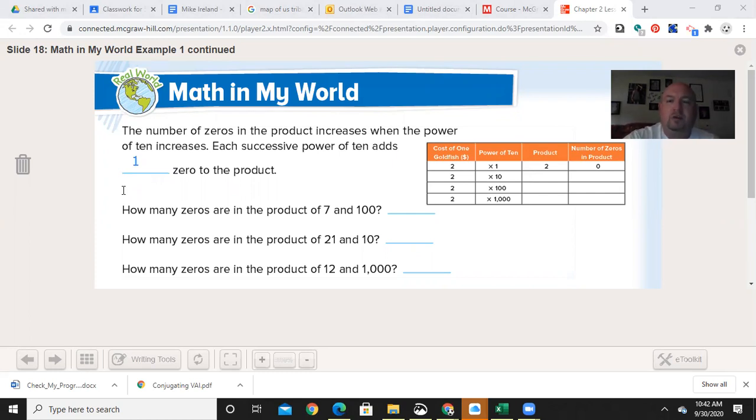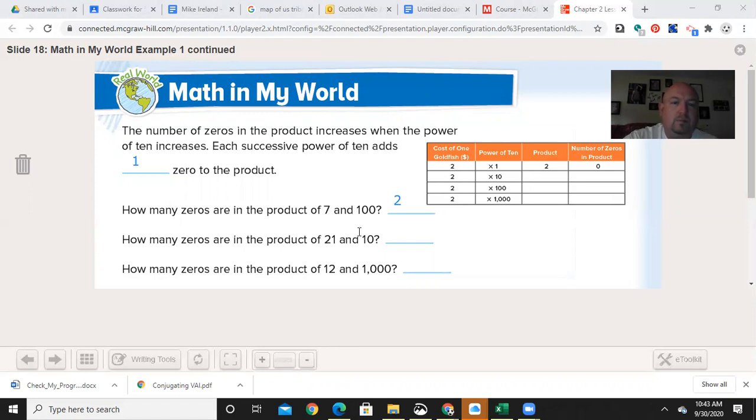10, 100, 1,000, 10,000, 100,000, 1 million, 10 million, 100 million, 1 billion, 10 billion, 100 billion, 1 trillion, 10 trillion, 100 trillion. You might see a pattern even in those words. How many zeros are in the product of 7 and 100? Well, let's count the zeros. How many zeros are there? You said 2. Good. There are 2 zeros.